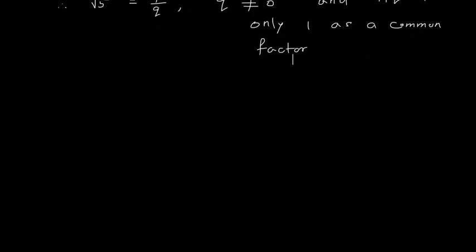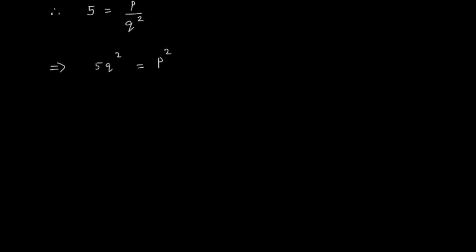Now root 5 is p upon q, so we will square both the sides. We get 5 is equal to p square upon q square. This implies that 5q square is equal to p square. Now 5, which is a prime number, divides 5q square, therefore 5 divides p square.